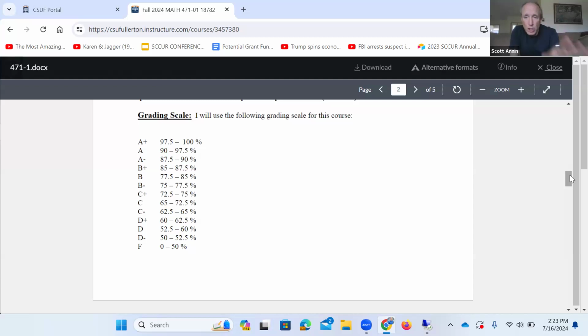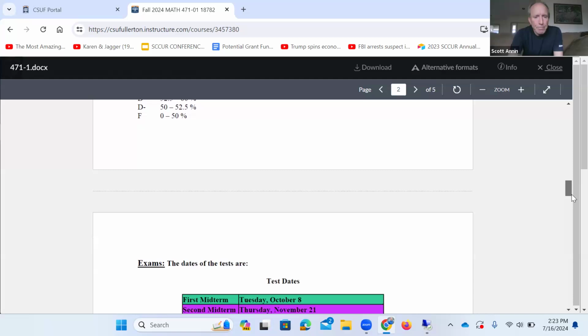I will not be changing this scale. So if I need to somehow curve grades or whatever, I will do that with the raw scores that I have in front of me, either by adding points or offering extra credit or something like that. But I'm going to leave this grading scale exactly fixed the way it is so that there's no confusion about what grades correspond to what numbers. So that is my grading scale.